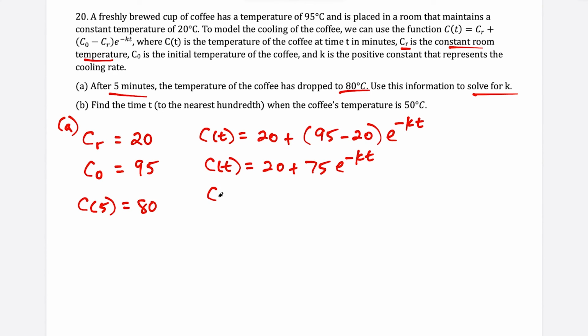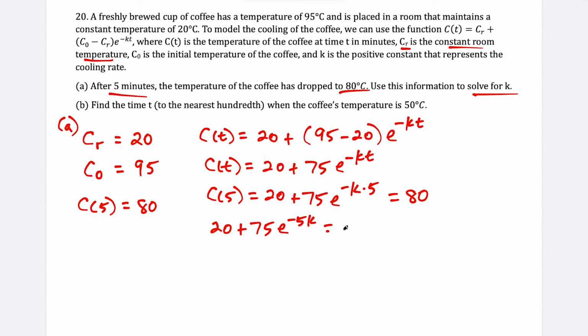So C of 5, if I plug in t equals 5 here, that's where I'm getting C of 5 from. I'm going to have C of 5 equals 20 plus 75 times e to the negative k times t, where t is equal to 5. So I have negative k times 5. And all of this is equal to 80. Now all we have to do is the algebra and solve for k. I'll write this equation separately. We have 20 plus 75 times e to the negative 5k, and this is all equal to 80.